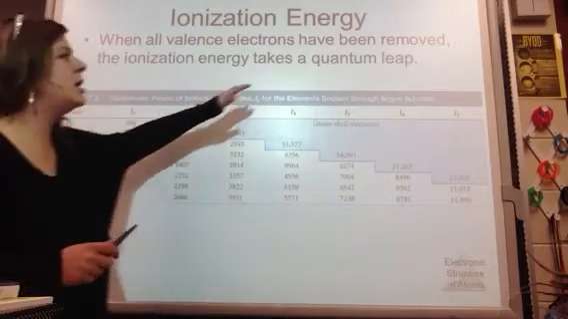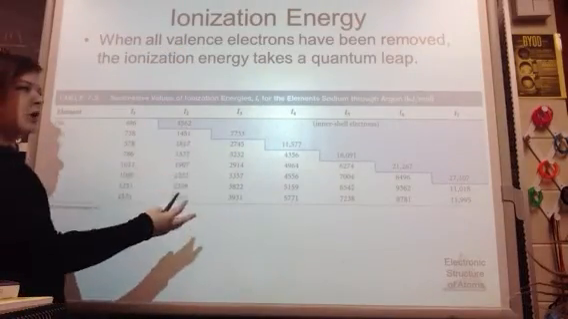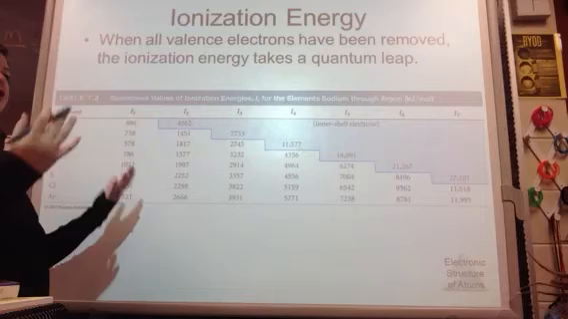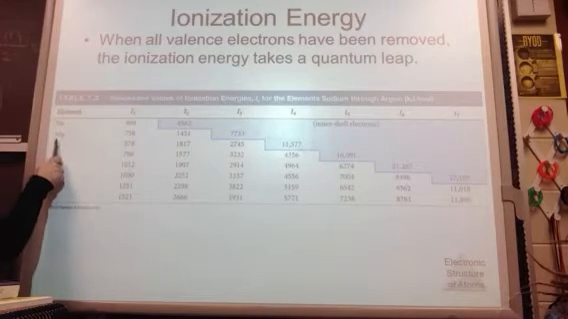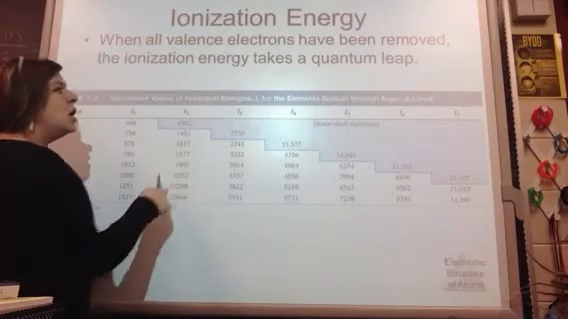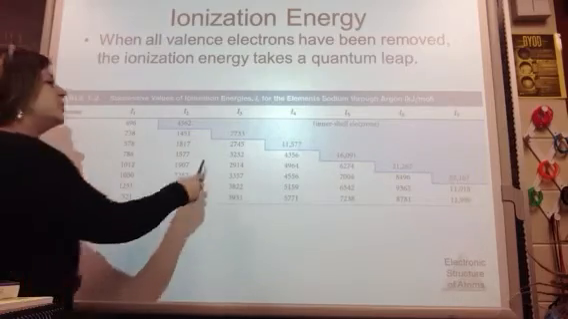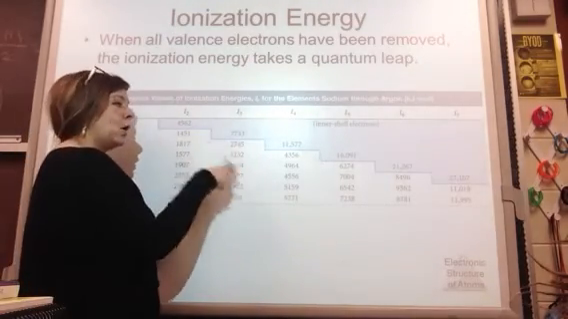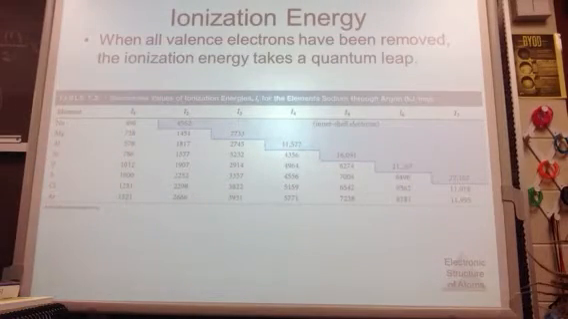And we're making a quantum leap because once sodium loses its one electron, it's now thought of as having just two energy levels instead of being on the third energy level. Same thing for magnesium. Once magnesium loses its two valence electrons, we've now made a quantum leap. We've gone down to a different energy level. So that's considered our core electrons. So it's going to take a lot more energy to get rid of those core electrons. So that's what this table is trying to show here.